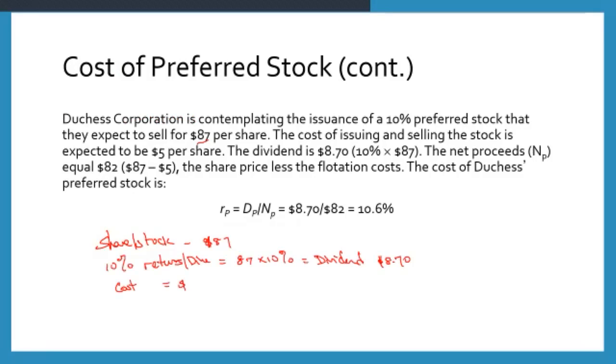Net proceeds will be equal to, before we go to net proceeds, we have the cost of selling the stock of $5 per share. So we know the net proceeds, how much they will gain from selling this stock. 87 minus 5, they're going to get $82 per share, right? $87 minus $5 flotation gives us $82 per share.